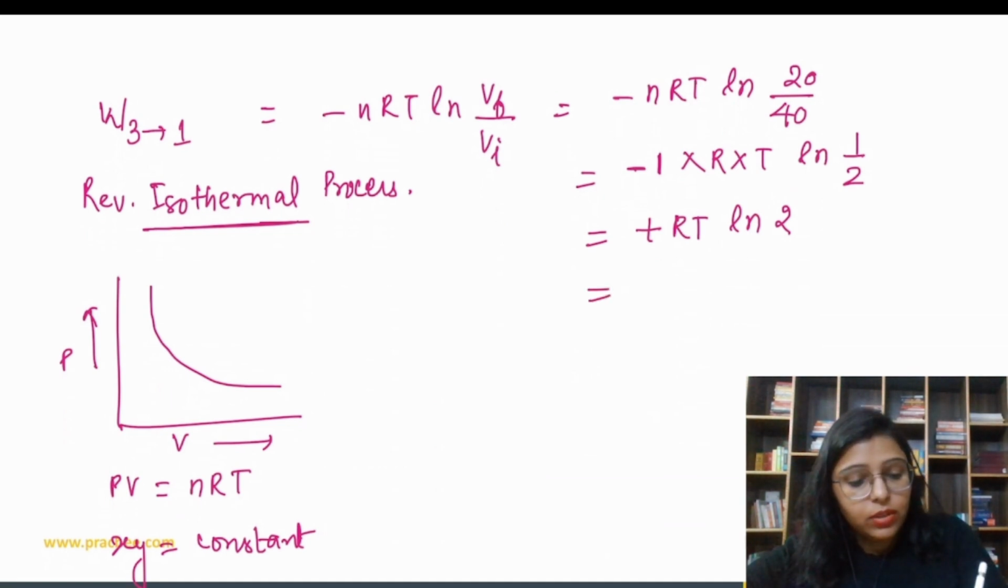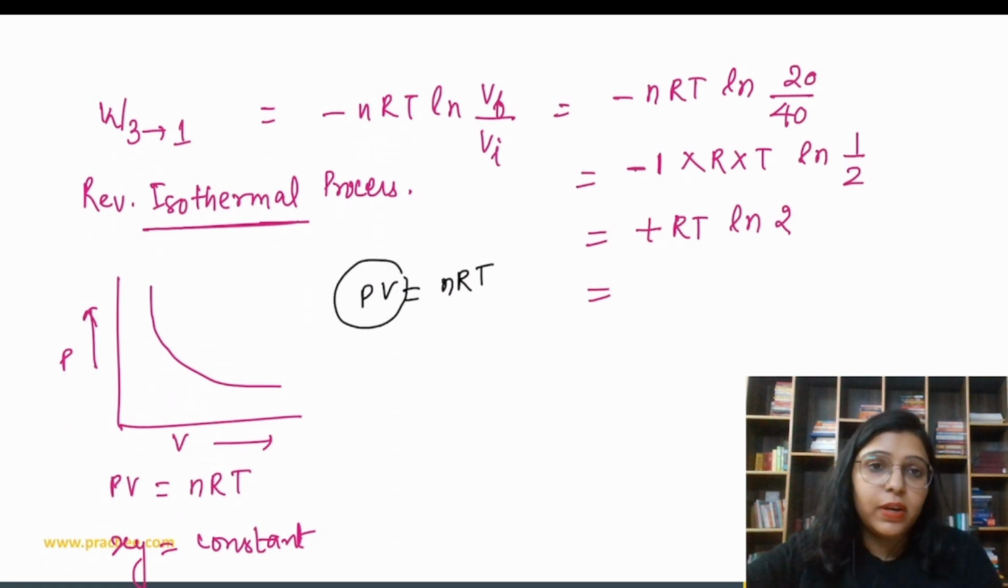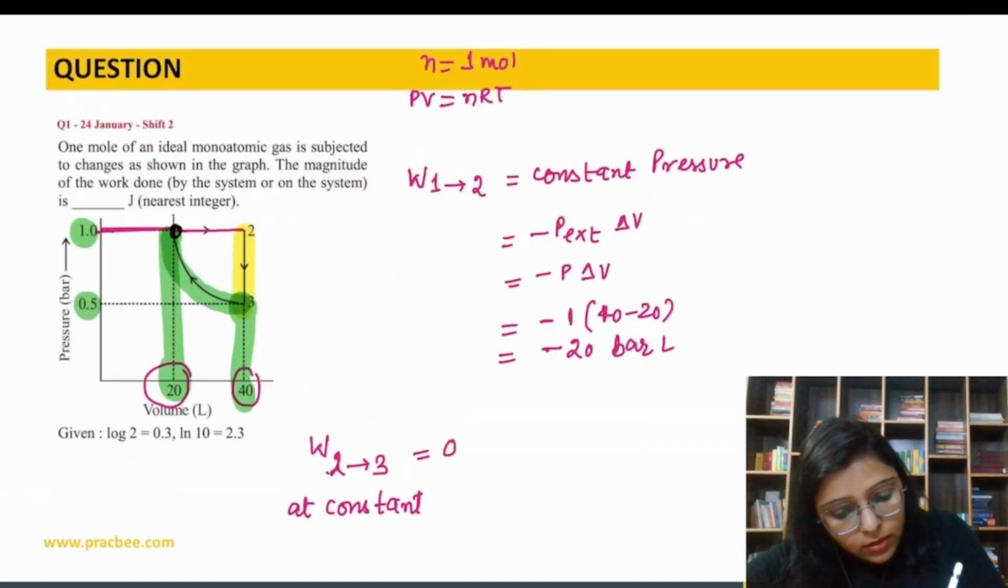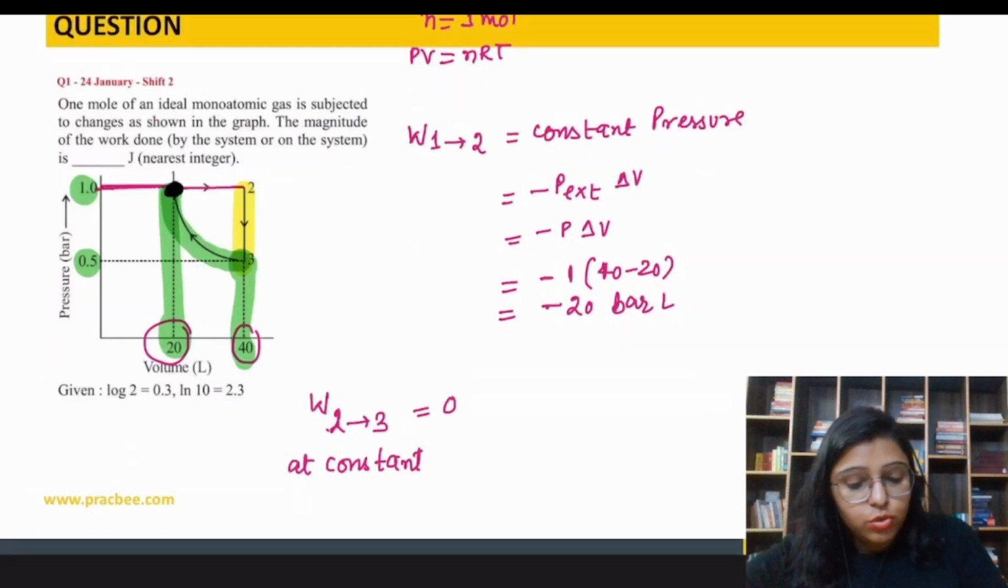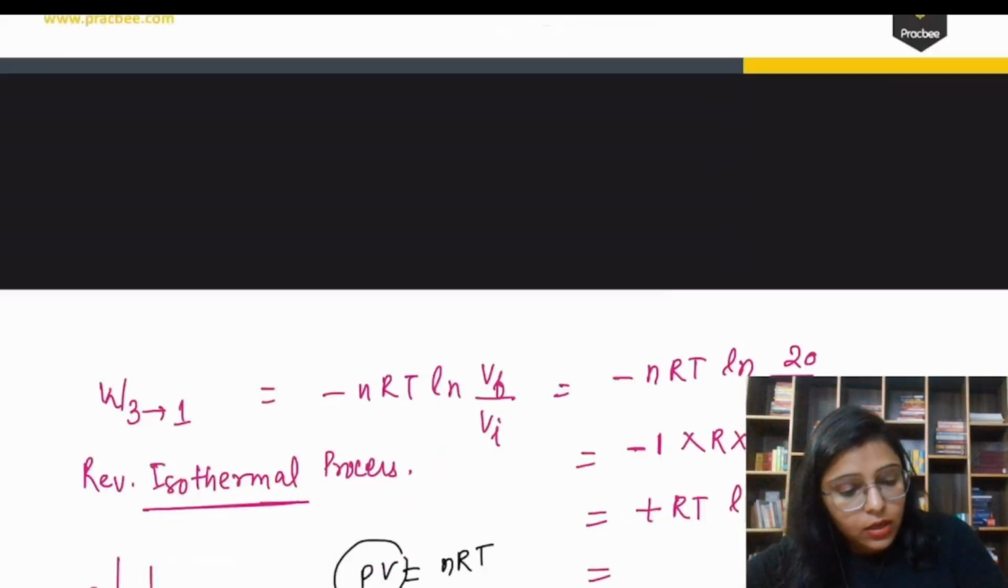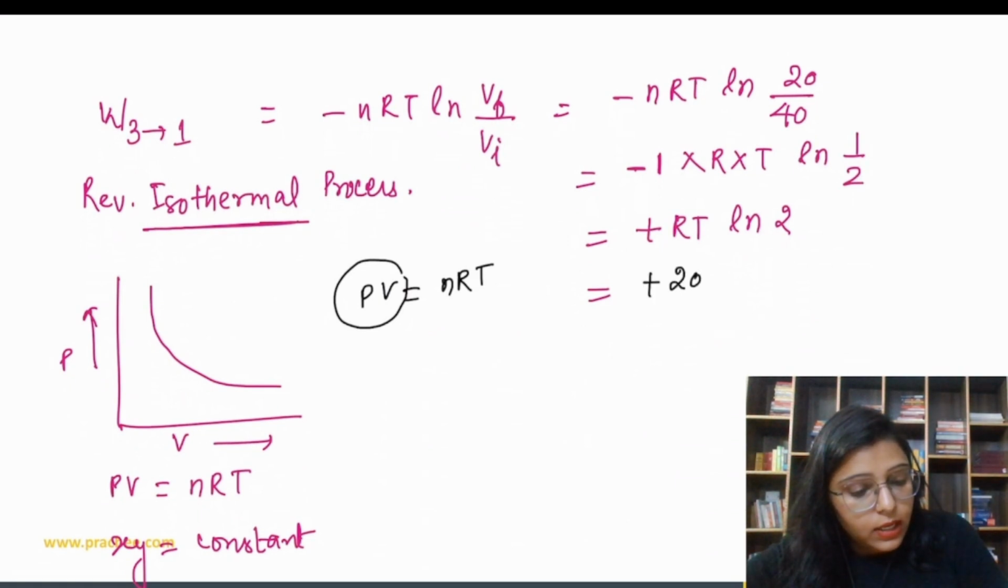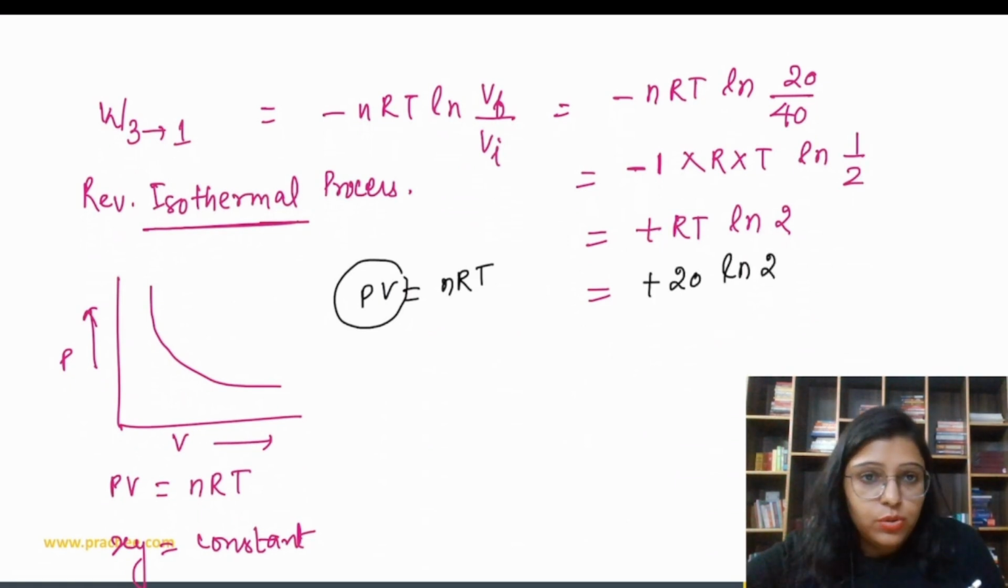We know that PV is equal to nRT. So with respect to pressure and volume we can find out R and T, right? n value is 1, so we have to find out pressure and volume. Here the final pressure is 1, and the final volume is 20. So we can say plus 20 ln 2.